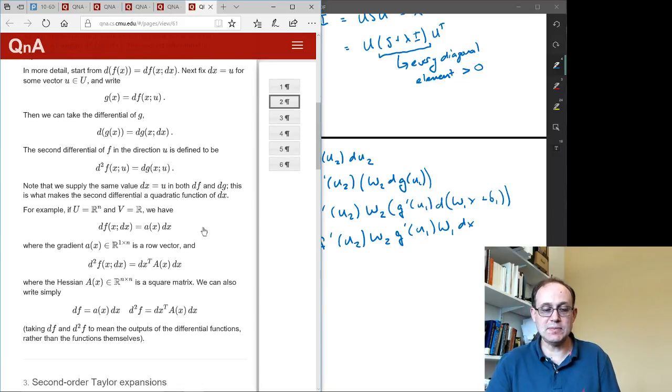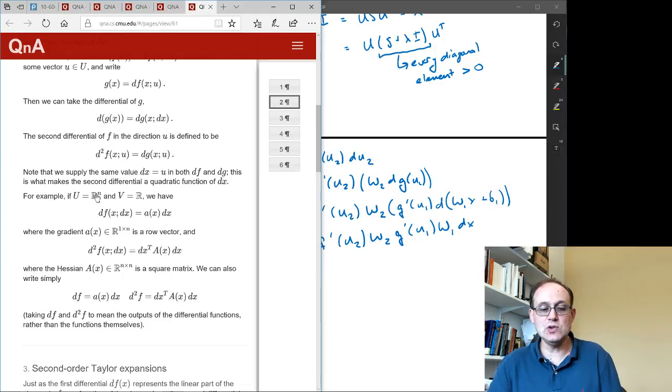So to make that maybe a little bit more concrete, let's say that u is R^n and v is R, so f is a function from R^n to R. df is going to be a function from 2 values in R^n. It's going to be of the form A of x dx, where A of x is a gradient, and it's a row vector. And then when we take d squared, we're going to get something of this form: dx transpose A of x dx, where capital A here is a square n by n matrix.